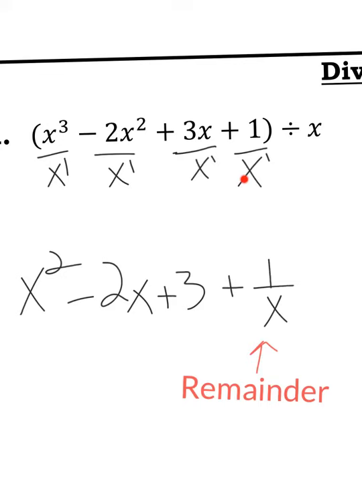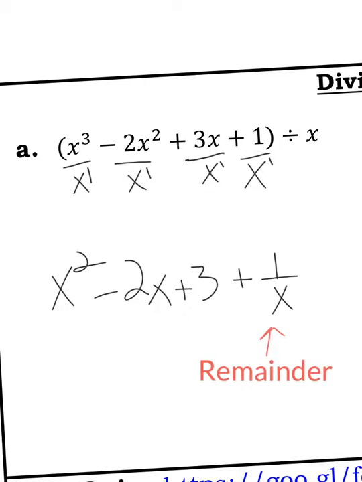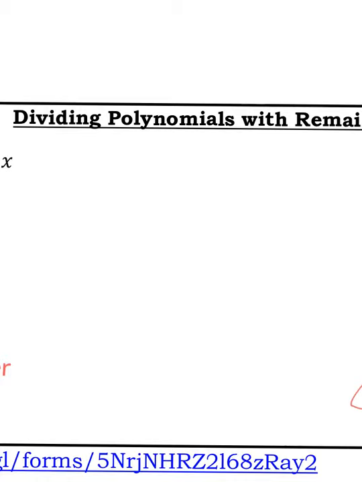Because this divides normally. x to the third divided by x to the first is x squared. Negative 2x squared divided by x is negative 2x. 3x divided by x is just 3. But 1 doesn't have an x, so 1 over x can't simplify. So guess what? I wrote it as 1 over x. So that's what we call a remainder when it doesn't perfectly simplify. Okay? So let's look at this example right next to it.